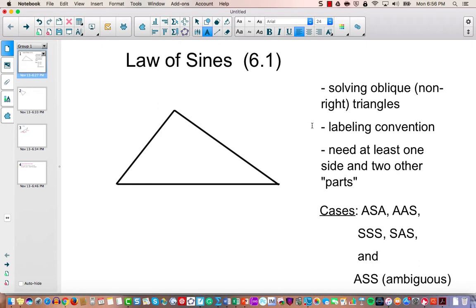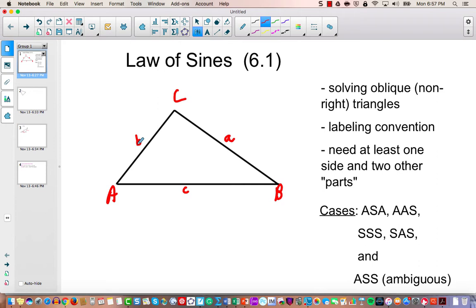The first thing is labeling conventions. We want to use capital letters to name the points at the vertices, and so I'll just use A, B, and C for those. And then we want to use small letters to label the sides. So we tend to use a small a to label the side opposite angle A, and a small c to label the side opposite capital C, and a small b to label the side opposite angle capital B.